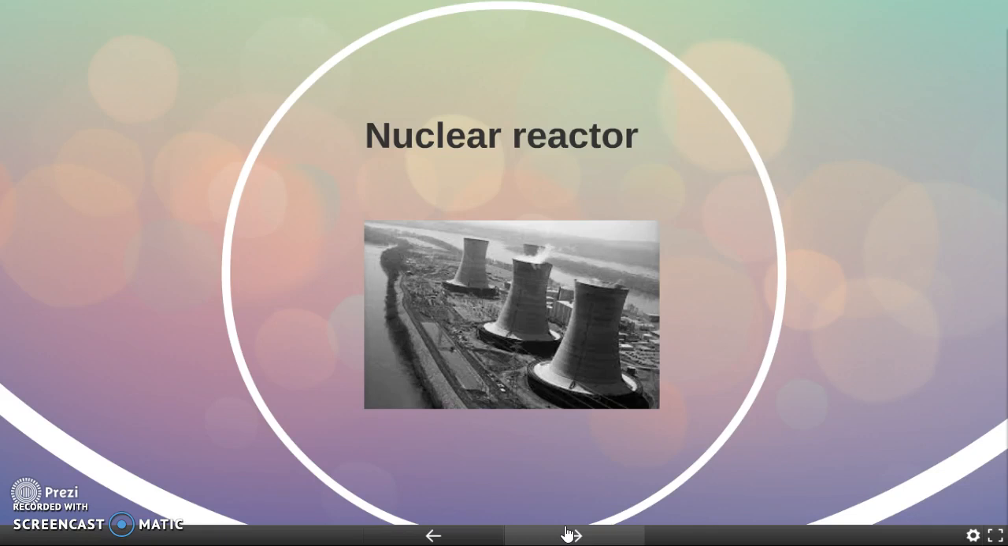It also refers to any structure containing the nuclear fuel in such a way that it can occur in a self-sustaining chain process of nuclear fission without any external neutron source.